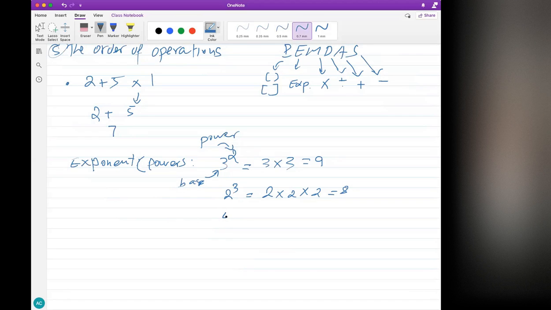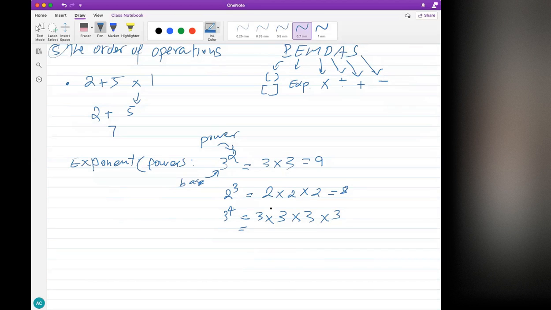One more. Or the other way around. 3 to the 4. It's not 3 times 4. It's 3 times 3. How many times? 4 times, because the power is 4. 1, 2, 3, 4.